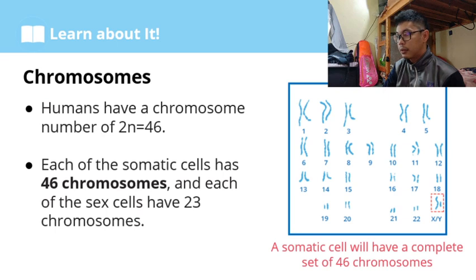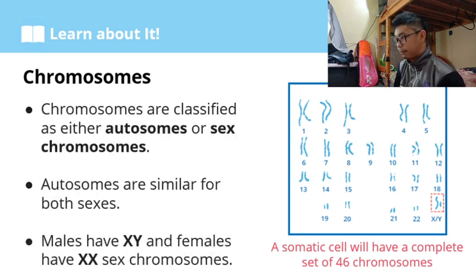Right? Continue with the next. Now, it says here, with the 23 pairs that you have, the first until pair number 22, these are what we now call your autosomes, or simply what you call your body chromosomes. Body chromosomes is actually the other term for autosomes. So from 1 to 22.